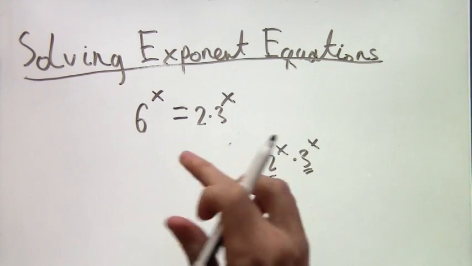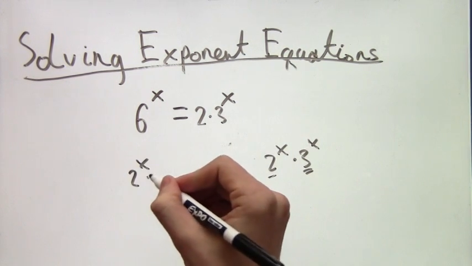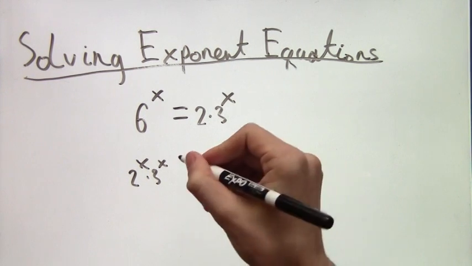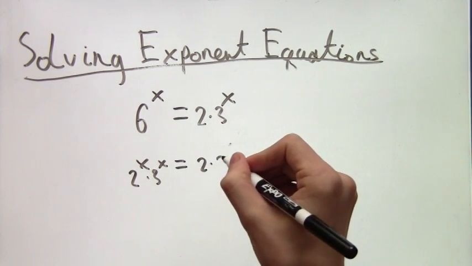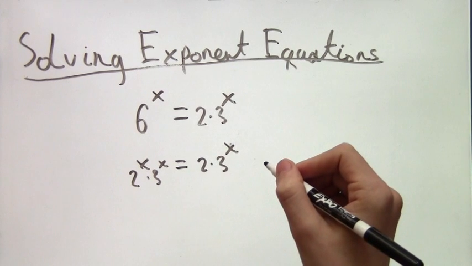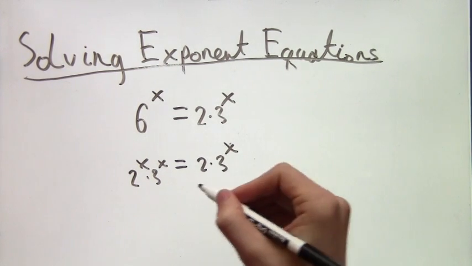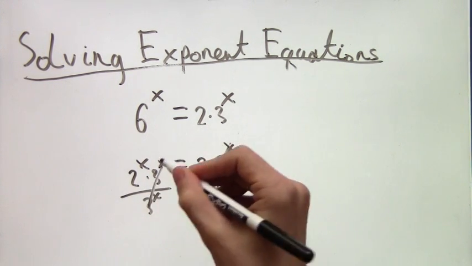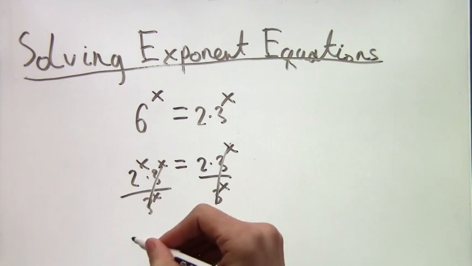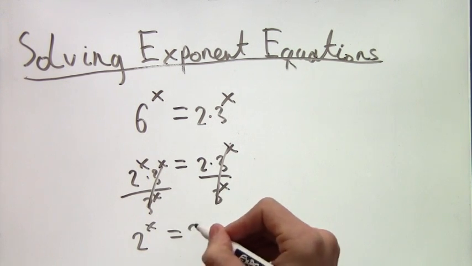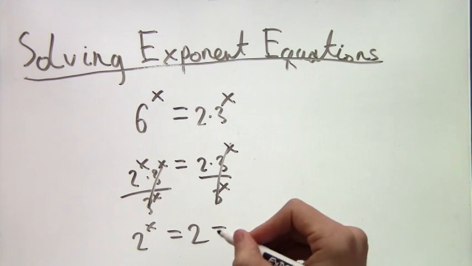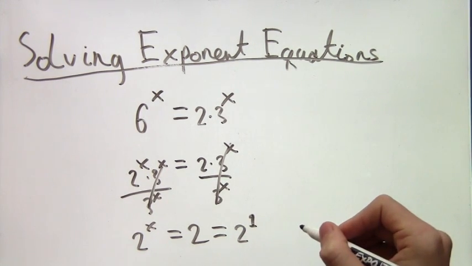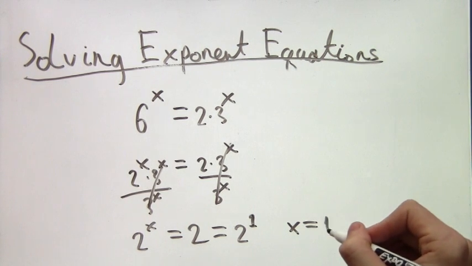We'll rewrite 6 to the x as 2 to the x times 3 to the x, to get 2 to the x times 3 to the x equals 2 times 3 to the x. But now we can just divide by 3 to the x on both sides to get rid of that. So there are no more 3's anymore, or 6's. All we have is 2 to the x equals 2. Well, 2 is equal to 2 to the 1. So if you have 2 to the x equals 2 to the 1, then x has to equal 1.